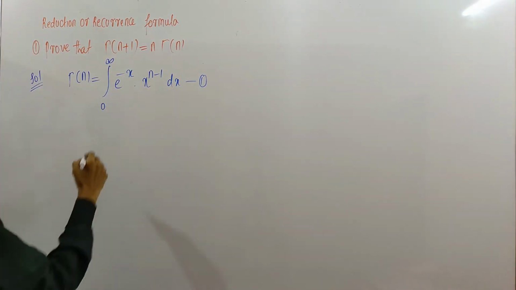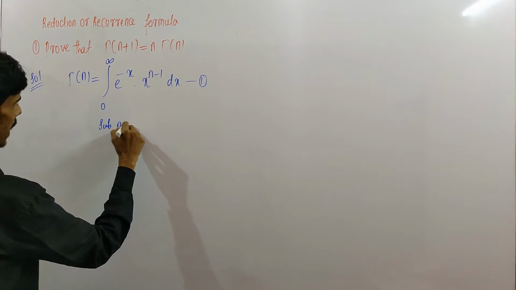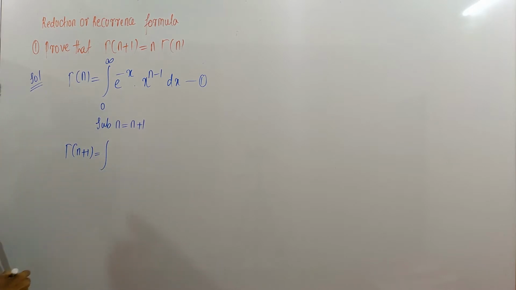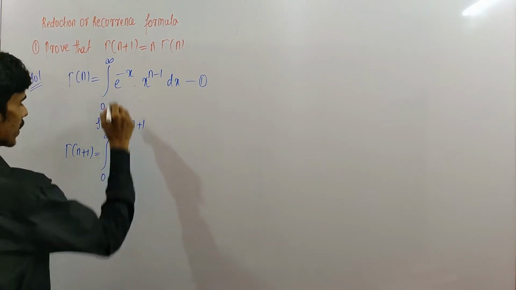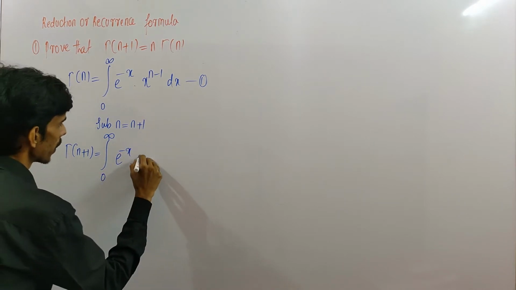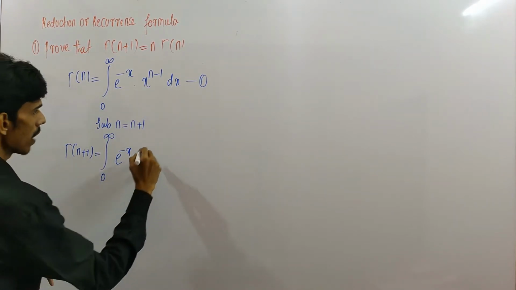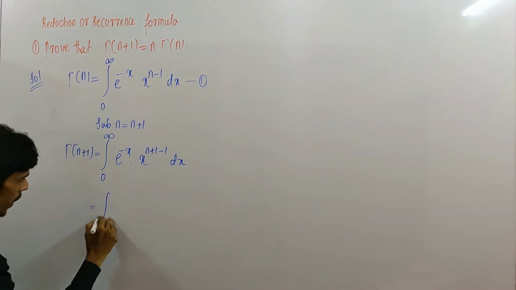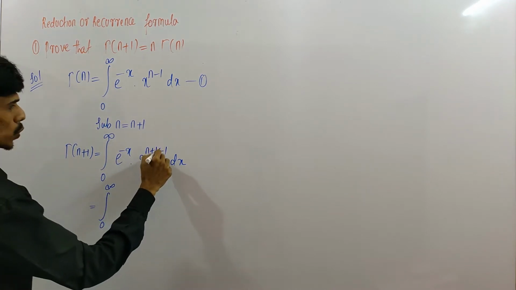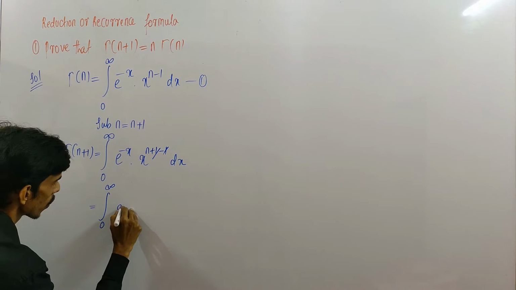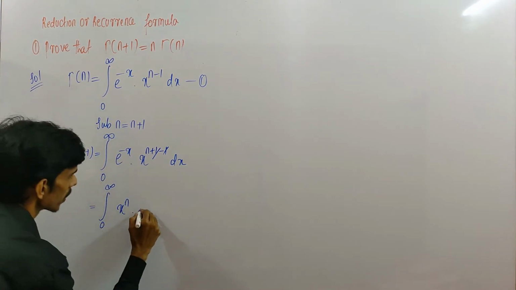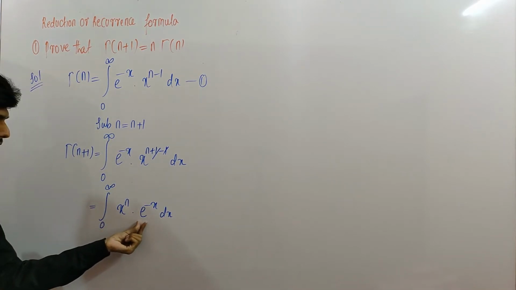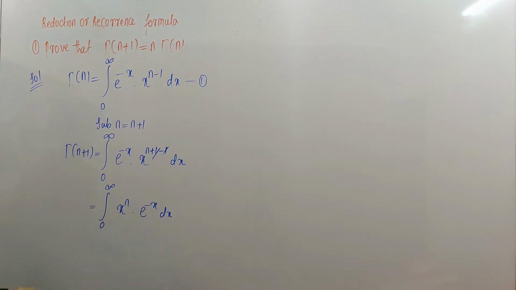Here we have n plus 1, so substitute n as n plus 1. Gamma of n plus 1 is equal to the integral from 0 to infinity of e power of minus x as it is into x power of, in place of n we have n plus 1, minus 1, dx. That equals the integral from 0 to infinity, these two get cancelled, and we have x power of n. So write x power of n first, next e power of minus x dx. We have the integral of first function, second function, dx. So we can use integration by parts.